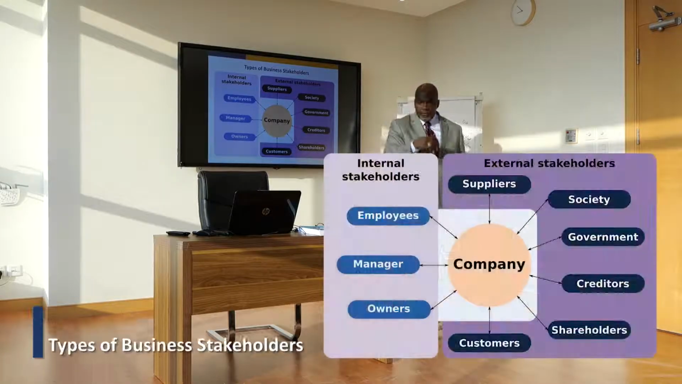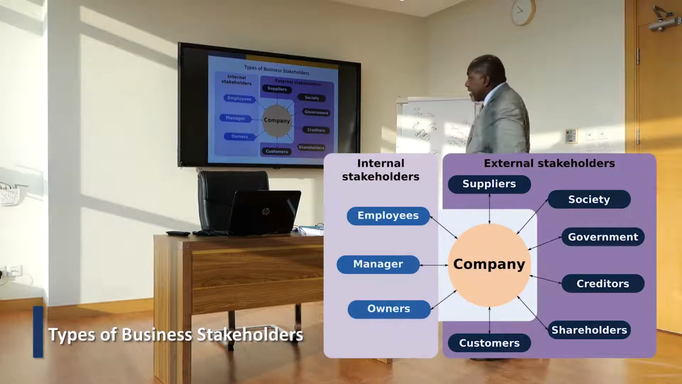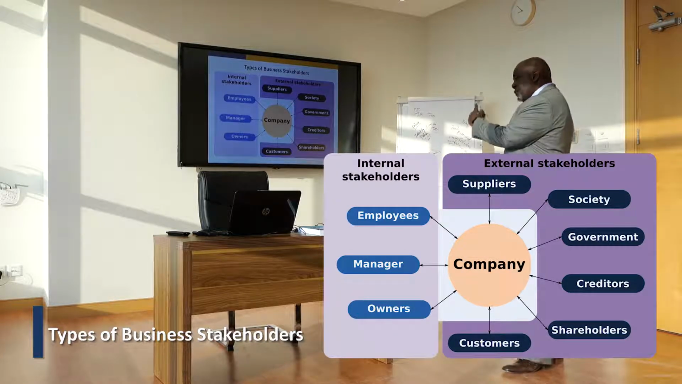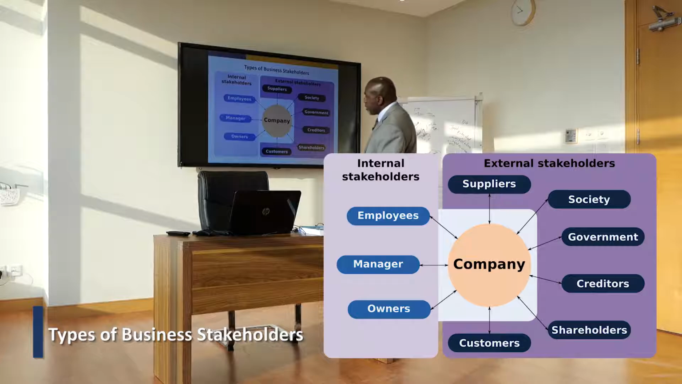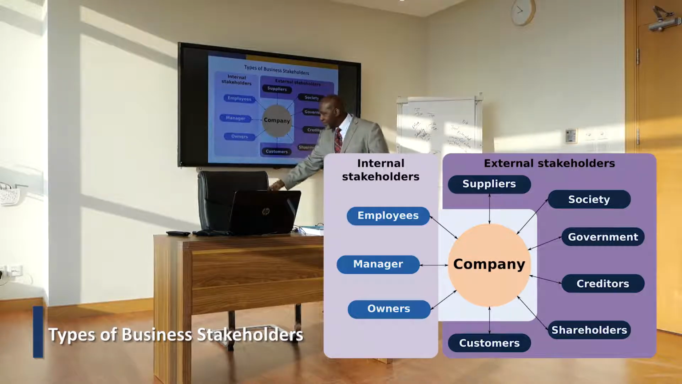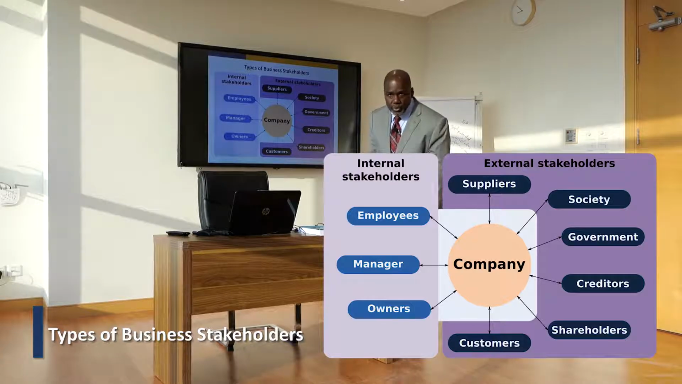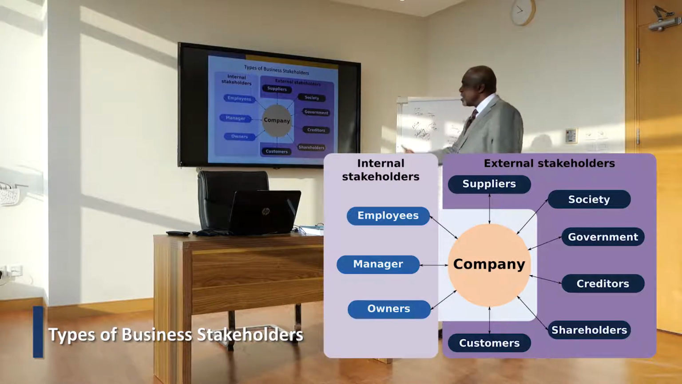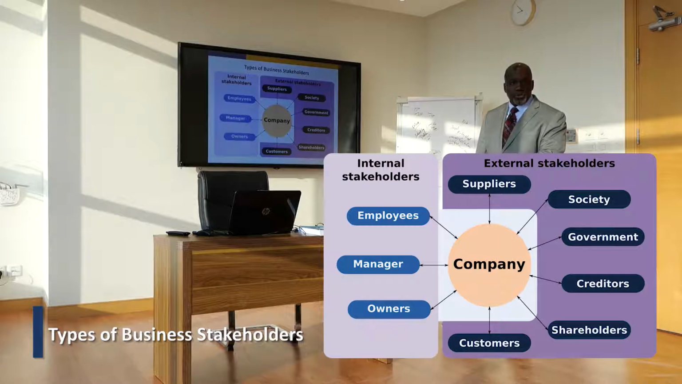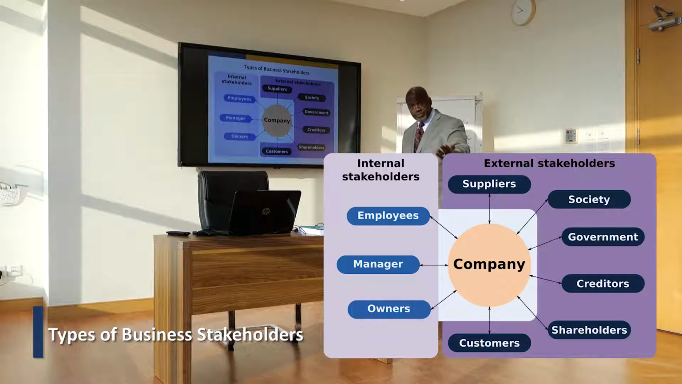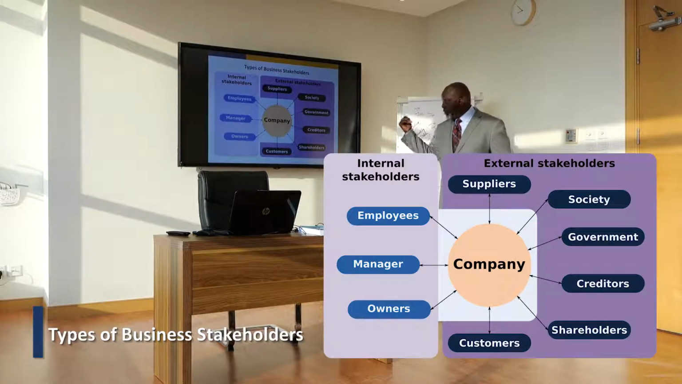So here are a few of them. They're divided up into internal and external stakeholders. The first thing I notice is that the internal stakeholders are not as many. However, the external stakeholders are many, right? So, internal stakeholders, you have employees, of course. Your employees are impacted by what the organization does. Managers, owners, or shareholders. External could be suppliers, society as a whole, the government.